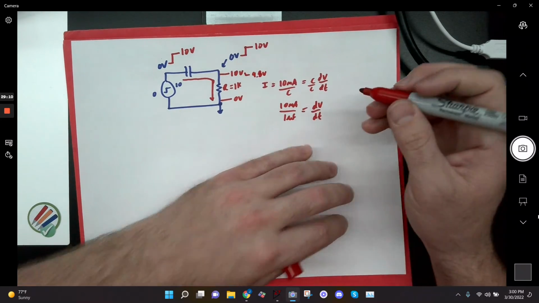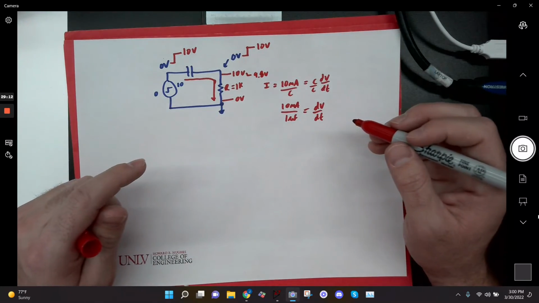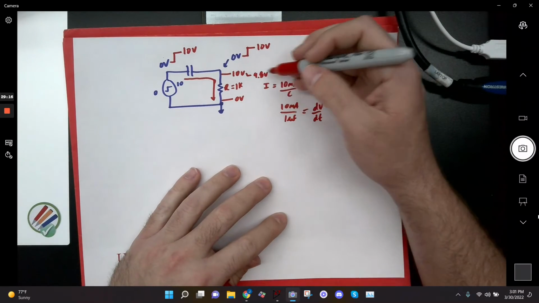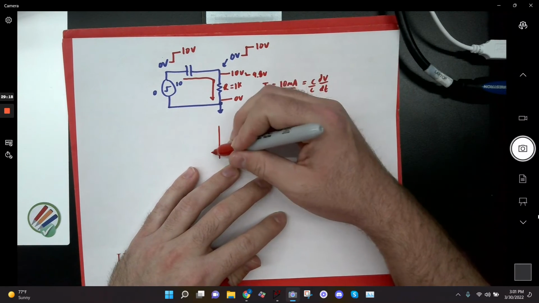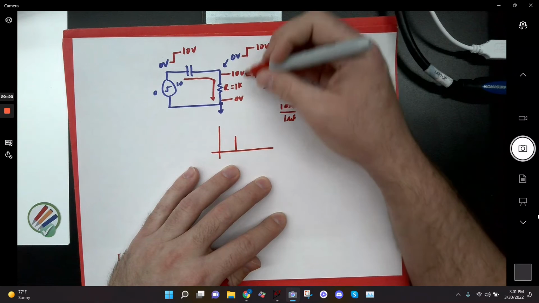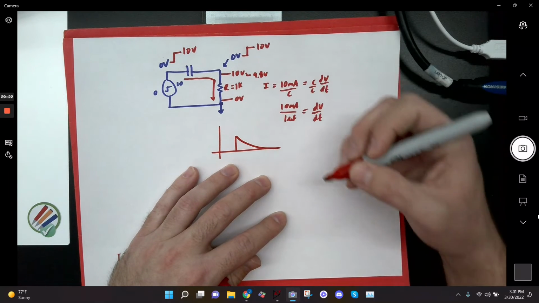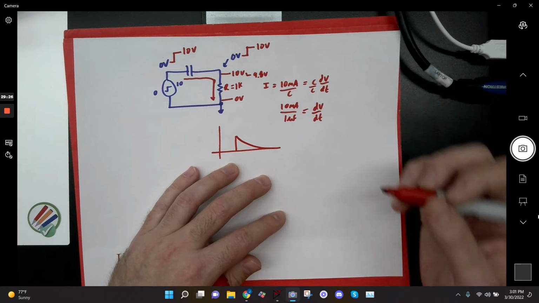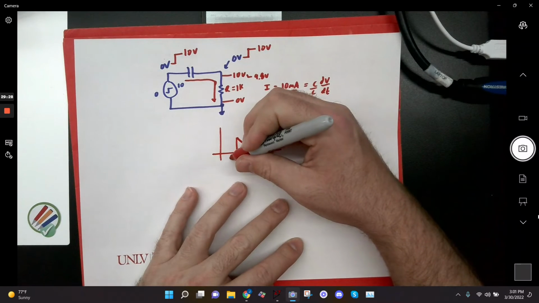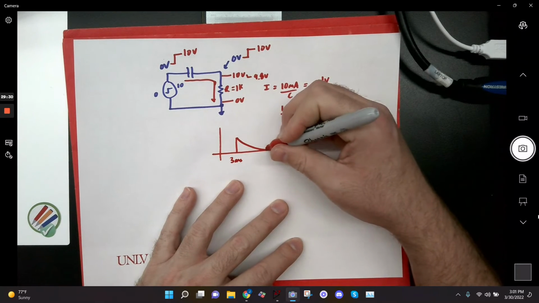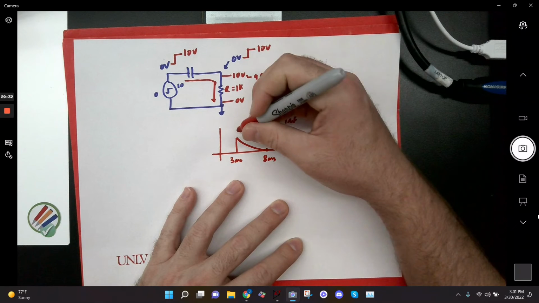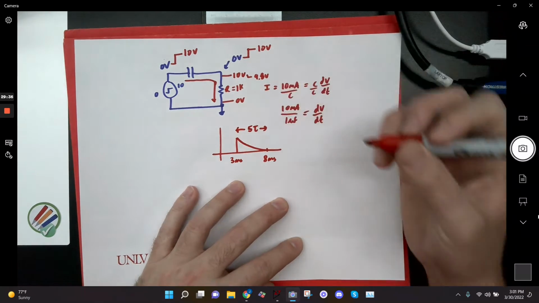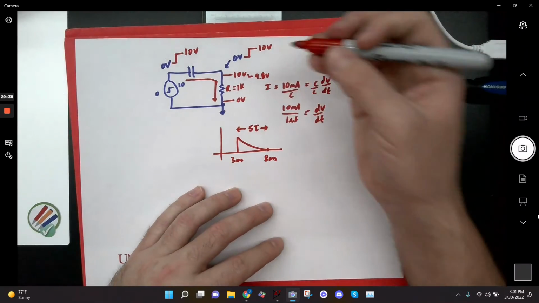Now I have a lesser current flowing, so it's still going to pull more charge off that capacitor. Basically, it jumps up to 10 and then starts discharging at the rate of the capacitor discharge equation. Does that make sense? So this was 3 milliseconds, and then this might be 8 milliseconds. It takes about 5 tau to discharge 99%.